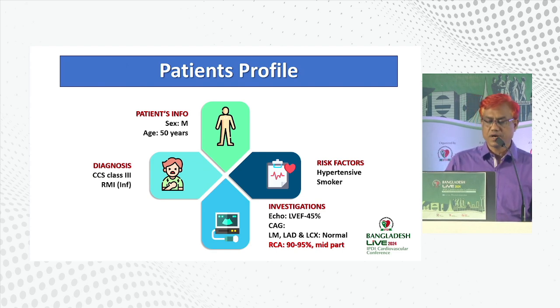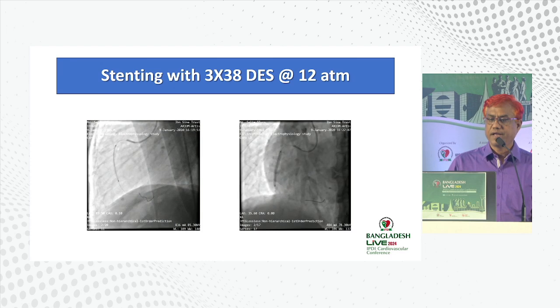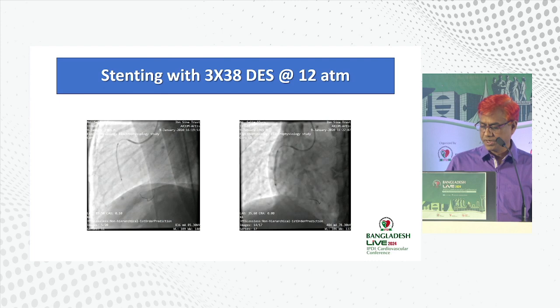Echocardiography shows the patient's EF is 45%, and CAG shows single vessel disease, left side is normal. That is, mid-RCA is 90 to 95% stenosis. So we planned for PCI, predilatation was done, and accordingly stenting was done. Stent size was 3.0 by 38 at 12 atm.